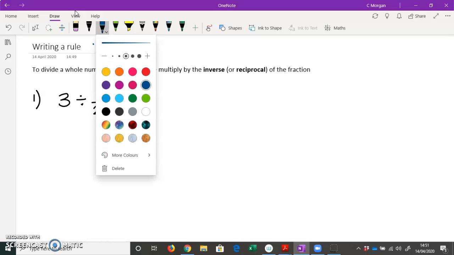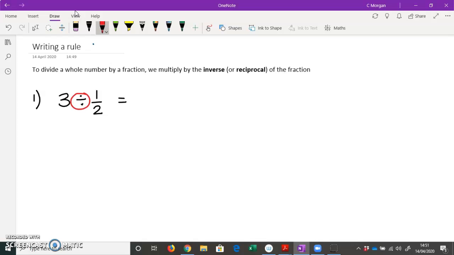I've got to always remember to multiply by the inverse of the fraction. So I'm going to do that now. I'm going to say that 3 divided by a half is the same as 3 multiplied by 2 over 1. I'm going to make the 3 wholes into a fraction by doing 3 over 1. And then I'm going to do my multiplication, because I always multiply the numerators together. 3 times 2 is 6. And I always multiply the denominators together. 1 times 1 is 1. I see that 6 over 1 is the same as 6 wholes.